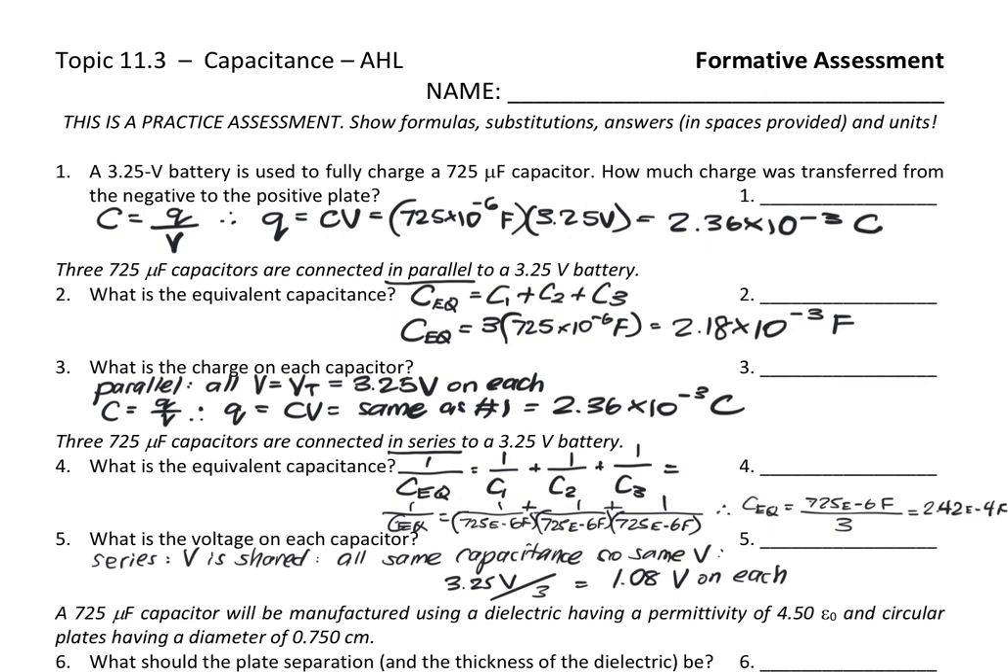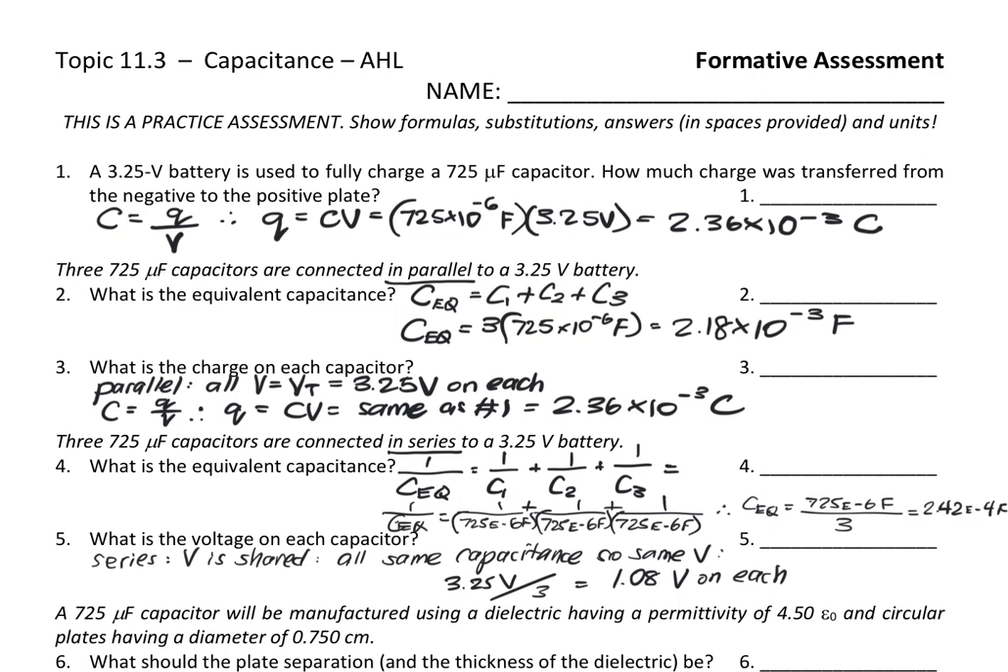In parallel, capacitors add up. In series, they do the reciprocal, like with resistance in a parallel circuit. So for number 2, 3 identical capacitors of 725 microfarads. That's 2.18 times 10 to the negative 3 farads. Number 3, the charge on each of them.